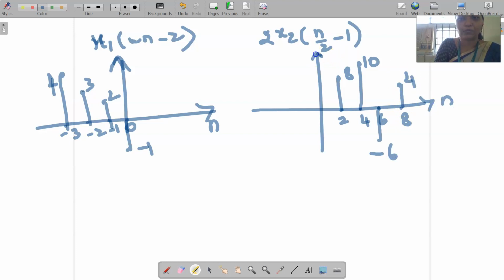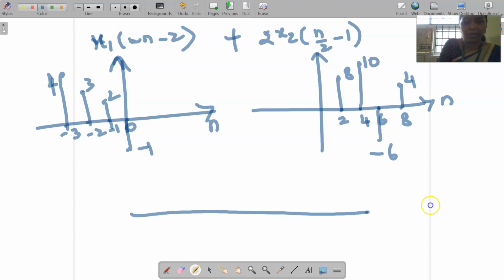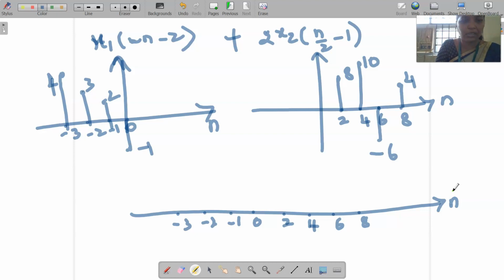So we have to add both the signals. When we want to add both the signals, first we have to write the ranges of the signals. So first signal range is -3, -2, -1, 0. Second signal range is starting from 2: 2, 4, 6 and then 8. Okay. So there is no overlapping of the signals, so nothing to add in the particular instance. For example, if you take -3, here there is no -3, so 4 plus 0 is 4. And for -2, 3 plus 0 is 3. And for -1, 2 plus 0 is 2.